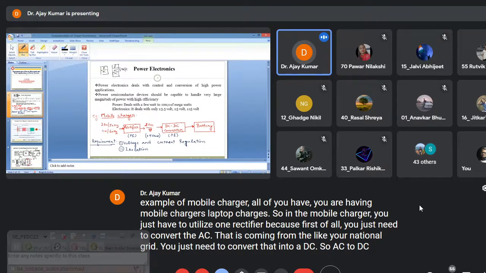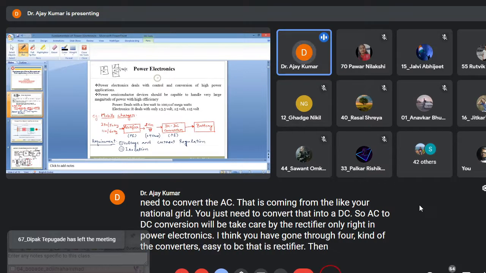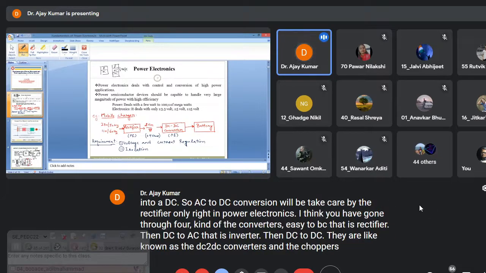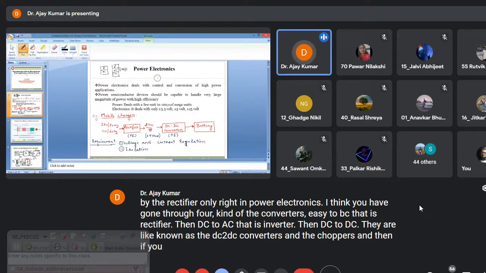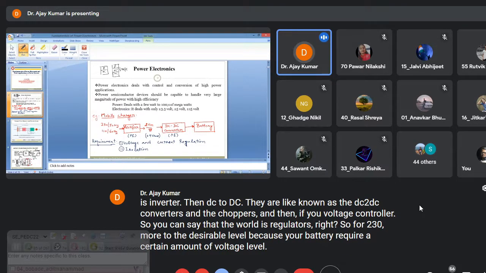In power electronics, I think you have gone through four kinds of converters: AC to DC, that is the rectifier; then DC to AC, that is the inverter; then DC to DC, known as DC to DC converters and choppers; and then AC to AC, that is voltage controllers, or you can say voltage regulators, right? So for 230 volt to the desirable level, because your battery requires a certain amount of voltage level, and that voltage level should be DC.